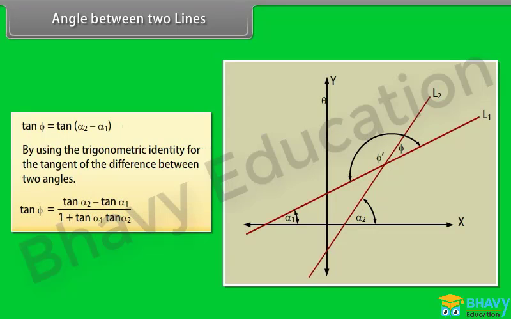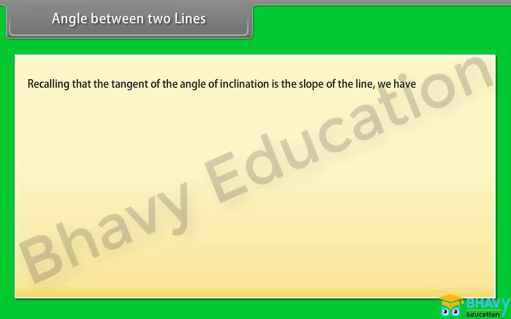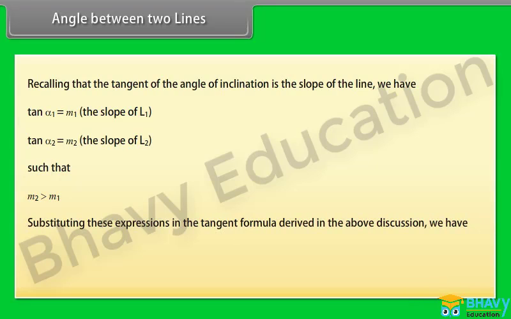Tan phi is equal to (tan alpha 2 minus tan alpha 1) divided by (1 plus tan alpha 1 into tan alpha 2). Recalling that the tangent of the angle of inclination is the slope of the line, we have tan alpha 1 is equal to m1, that is the slope of L1. Tan alpha 2 is equal to m2, that is the slope of L2, such that m2 is greater than m1. Substituting these expressions in the tangent formula derived in the above discussion, we have tan phi is equal to (m2 minus m1) divided by (1 plus m1 into m2).